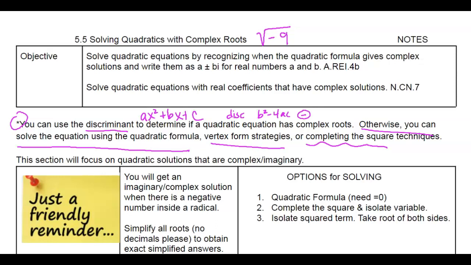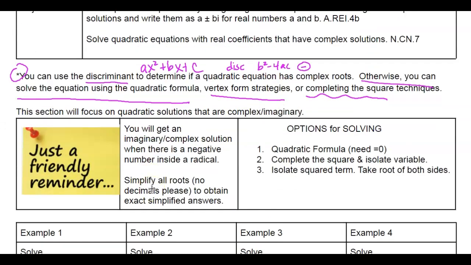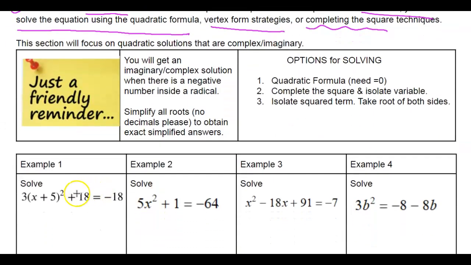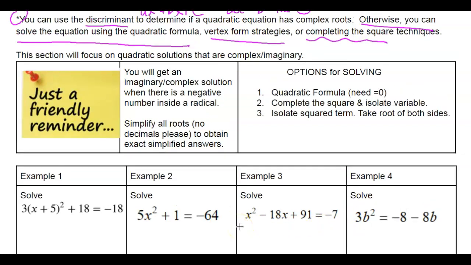So we're just going to really focus on figuring out which strategy we want to use. And if I use one strategy, there might be options, there might not be. So as a friendly reminder, you do get an imaginary number when you have a negative under the root. Please simplify the roots. I don't really want decimals, so we have exact answers. So we can use the quadratic formula. We will need equals 0 to get all terms to one side.